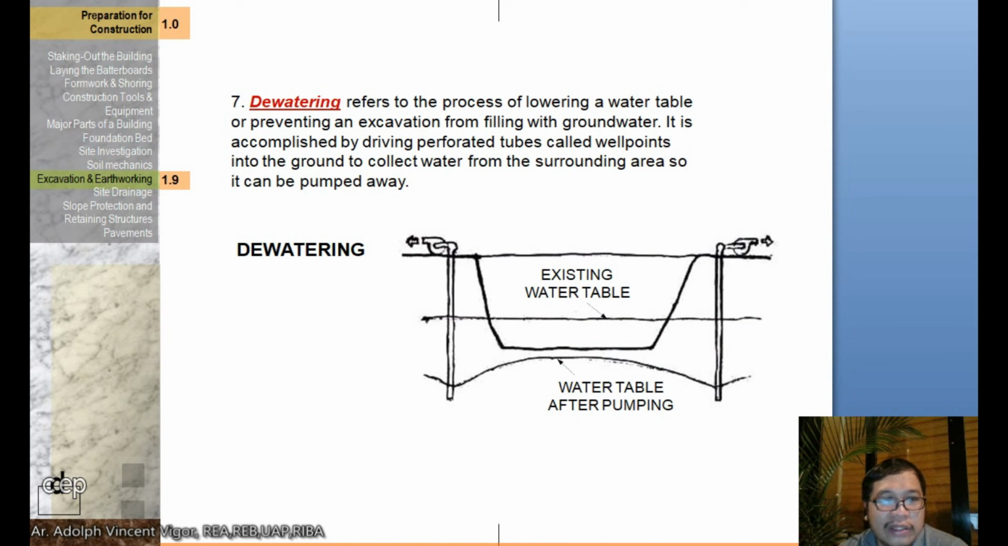Then you have the process of dewatering, which refers to the process of lowering a water table or preventing an excavation from filling with groundwater. It is accomplished by driving perforated tubes called well points into the ground to collect water from the surrounding area so it can be pumped away.